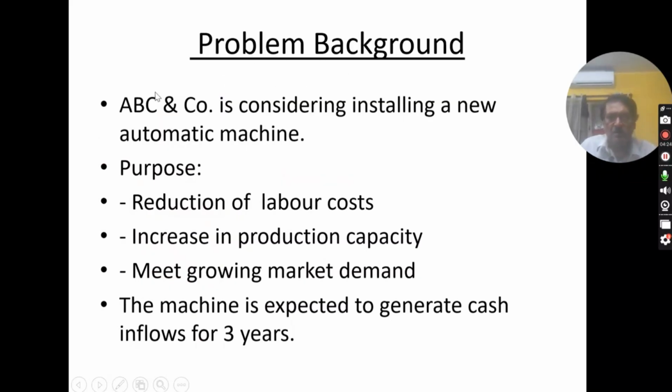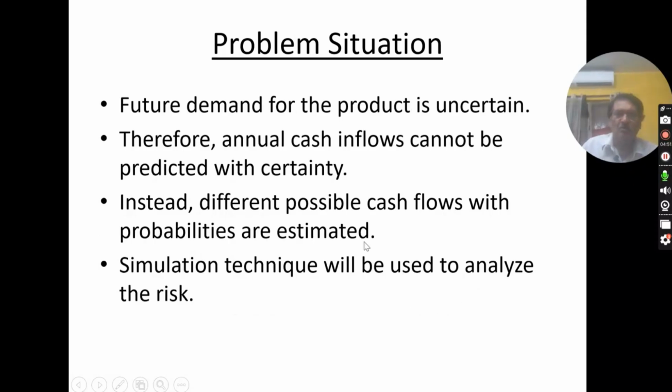Again, I am repeating the problem background. That is, ABC and Company is considering installation of a new automatic machine. The purpose for installation or purchase of the new machine is reduction of labor cost, increase in production capacity, and meet growing market demand. The machine is expected to generate cash inflows for 3 years. Okay. Now, problem situation. Future demand for the product is uncertain. That is not deterministic. Therefore, annual cash inflows cannot be predicted with certainty.